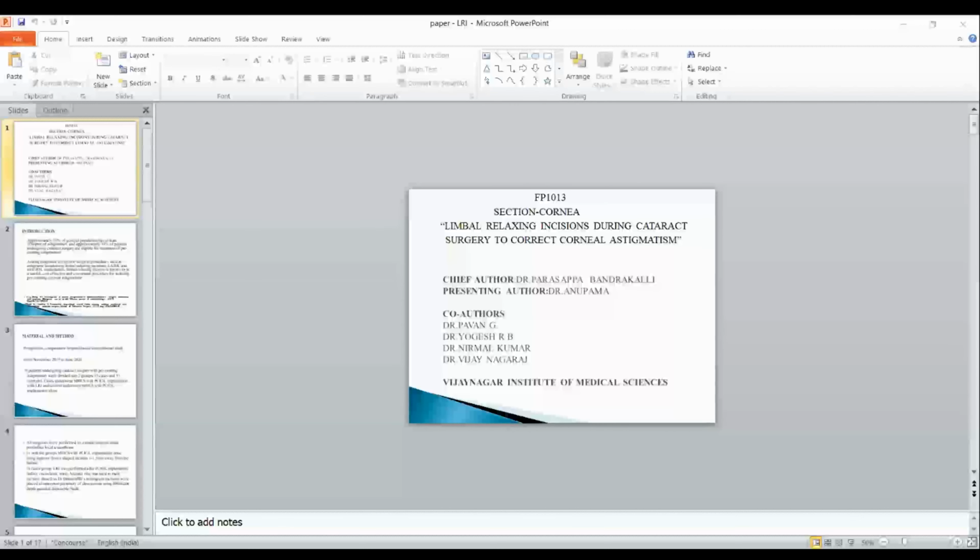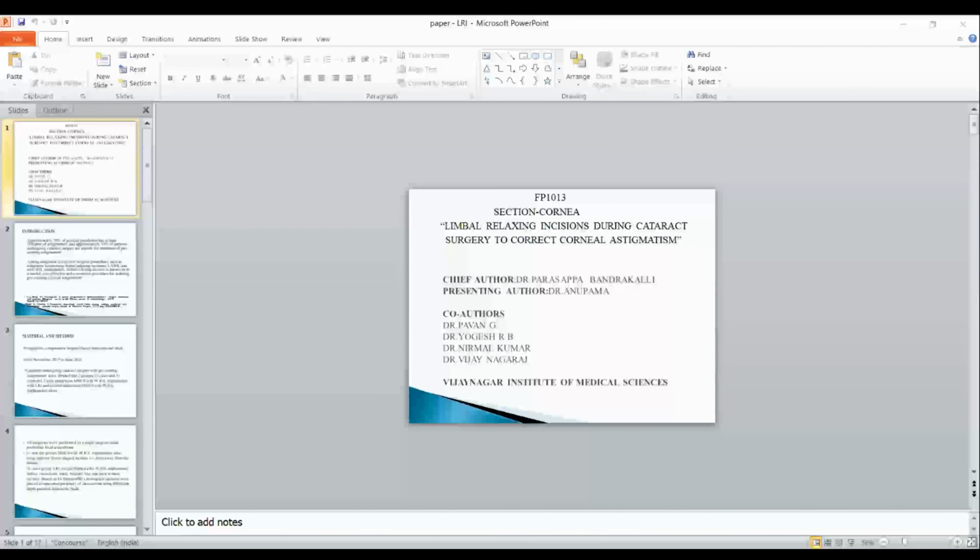Coming to post-operative uncorrected distant vision at 1 month, there is also a significant difference between the cases and controls, as the p-value is less than 0.001. There are more cases in the LRI group in the 6/6, 6/9 visual group, whereas there are more cases in the control group between 6/12 and 6/18. Coming to post-operative uncorrected distant vision at 6 months, here also there is a significant difference between the cases and controls, as the vision is better in the cases group compared to the control group.